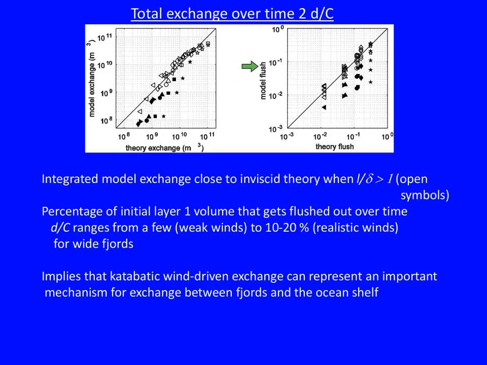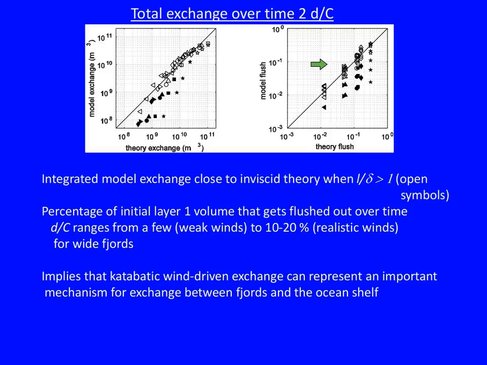Now represent that as a percentage of the fresh water that was initially in the fjord. That's a quantity that's of interest. How much flushing can we achieve? So it varies. Again, the theory and the model cluster along this line that has a slope of 1, and they vary from only a few percent for very weak winds to around 10%. And this is per event.